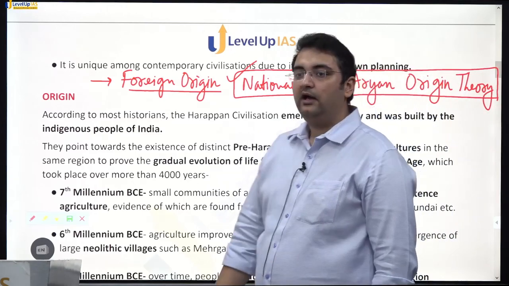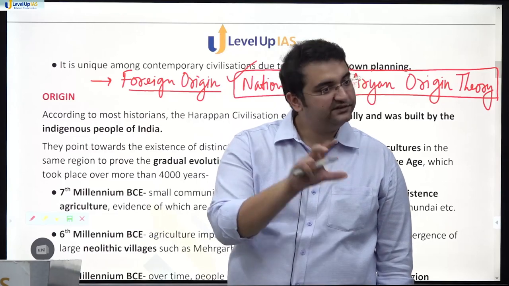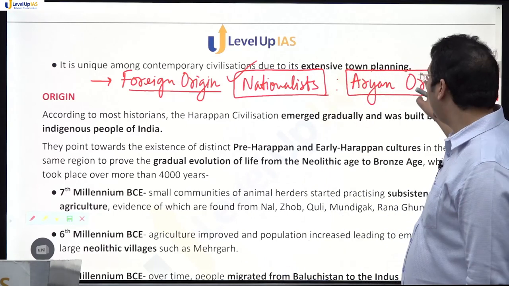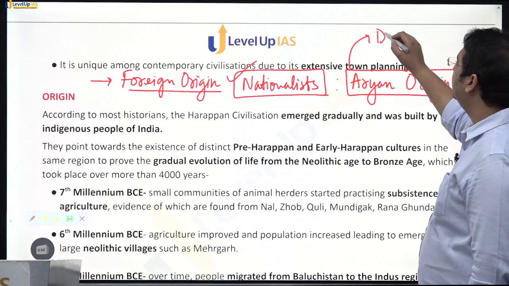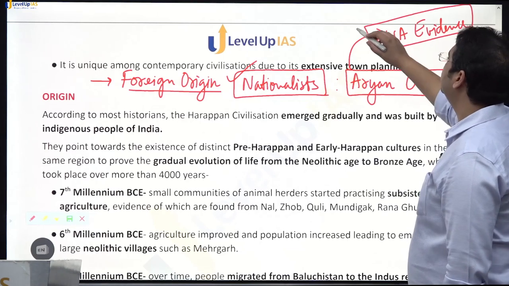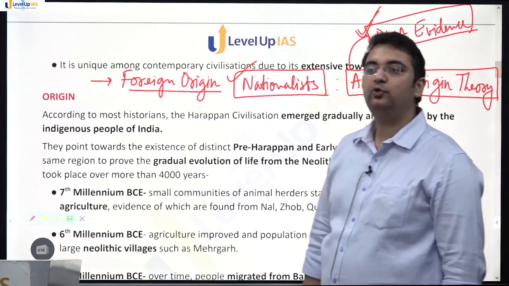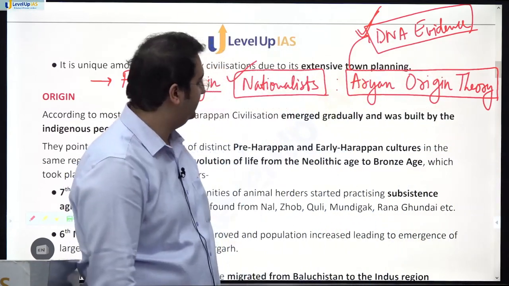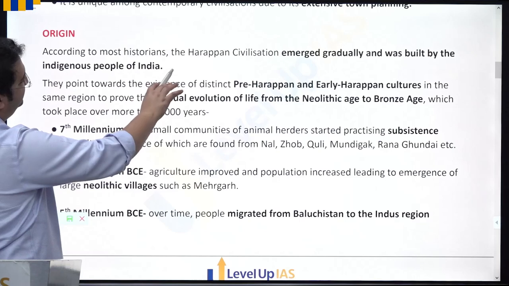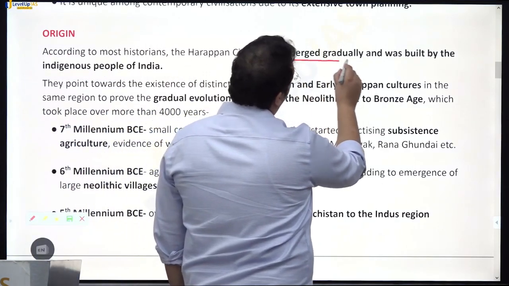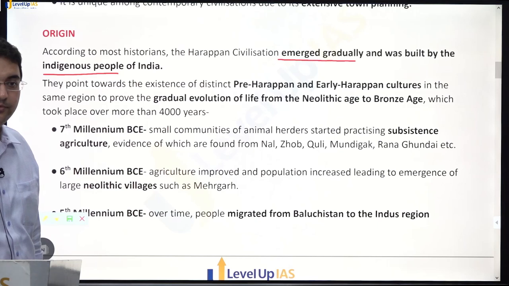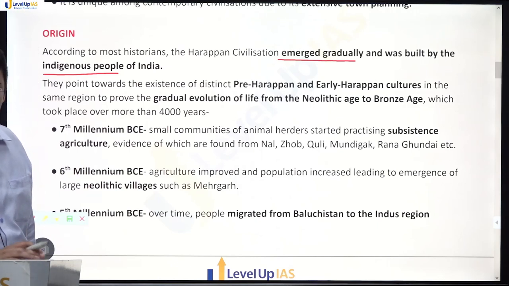Okay? Now, the idea of the colonial historians, the idea of sudden origin has been discredited on the basis of archaeological findings, while the idea of Aryan origin has been discredited on the basis of DNA evidence. Okay? So, first let us talk about the archaeological findings to learn about the roots of the Harappan civilization. Now, according to most historians, the Harappan civilization emerged gradually and was built by the indigenous people of India and not foreigners. So, these people are trying to dispute the theory of foreign origin or sudden origin.